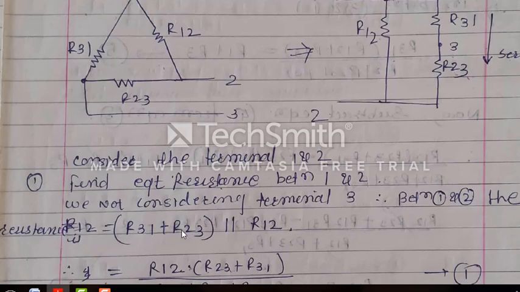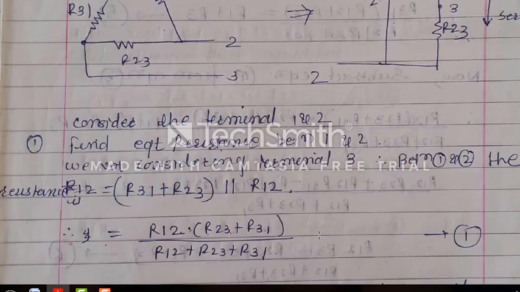So it is equal to R12 parallel with R31 plus R23. Using the parallel resistance formula, it is R12 into (R23 plus R31) divided by R12 plus R23 plus R31.